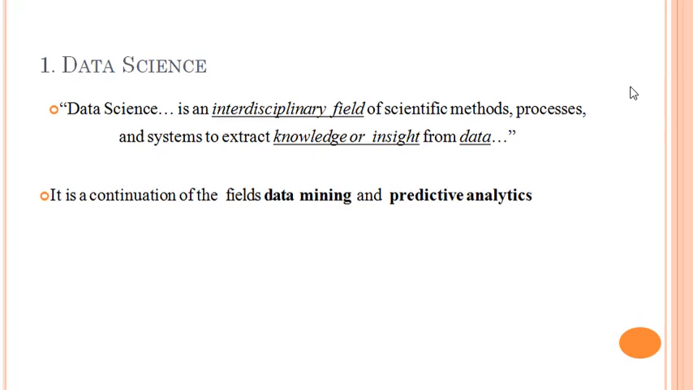So that we can perform different predictions or classification. And we are trying to do something similar in data science, but we are using much more complex and advanced algorithms to have much more knowledge and useful insights from the data.